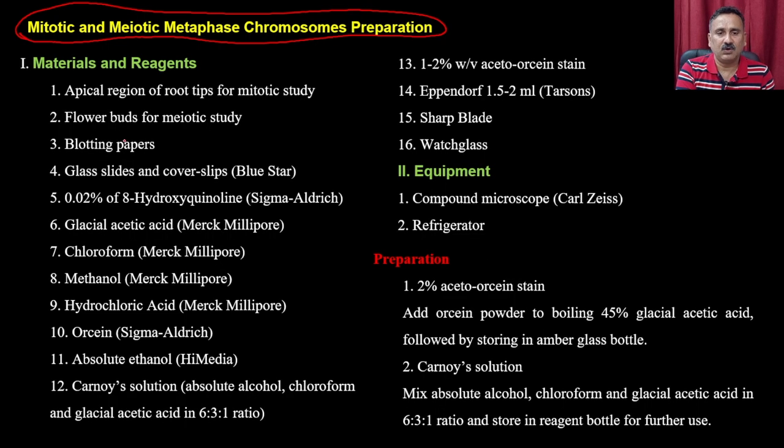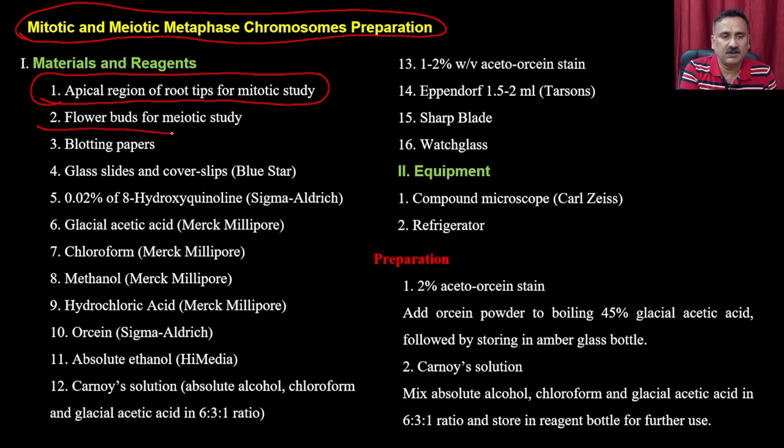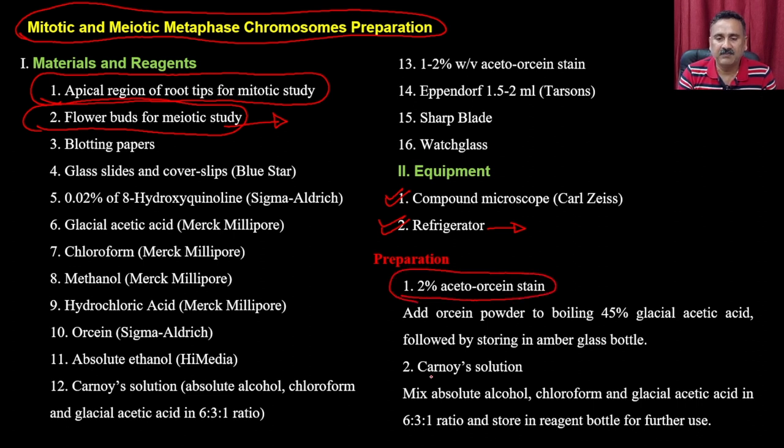For doing this, you require a plant sample. You can do this in a root tip, right? If you want to study the same thing in meiosis, then you require flower buds, because a flower bud is actively dividing through the meiotic phases. Apart from that, you require a compound microscope and a refrigerator for storing the prepared reagents. You also have to prepare different types of dyes, such as aceto-carmine dye. You also require Carnoy's solutions and so on.